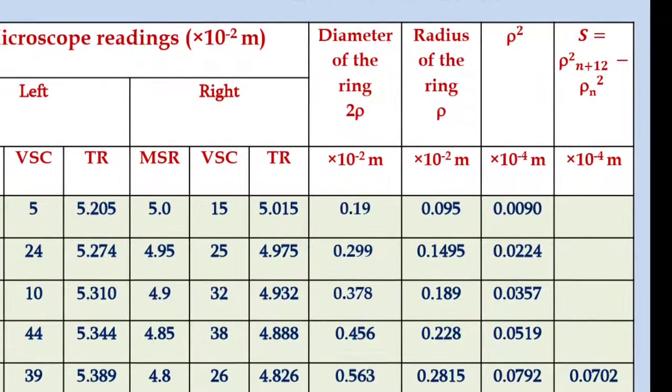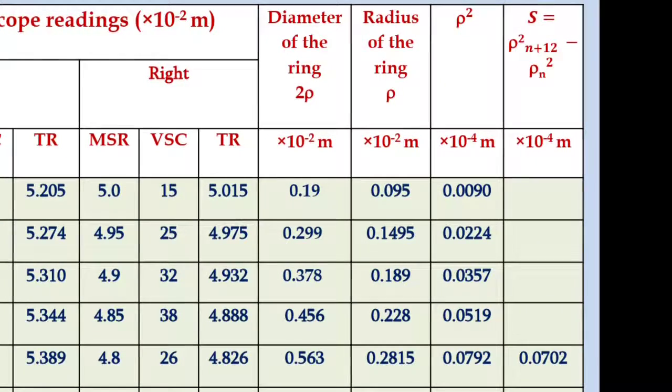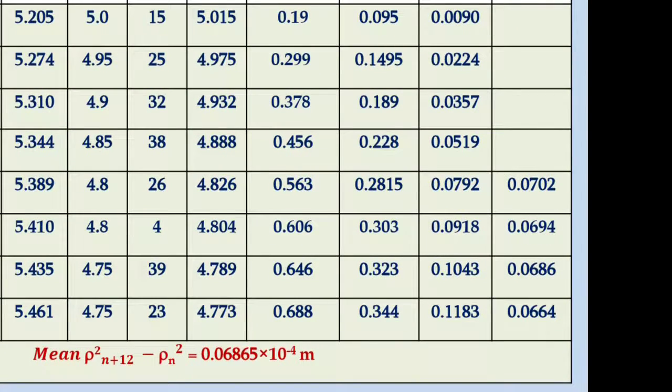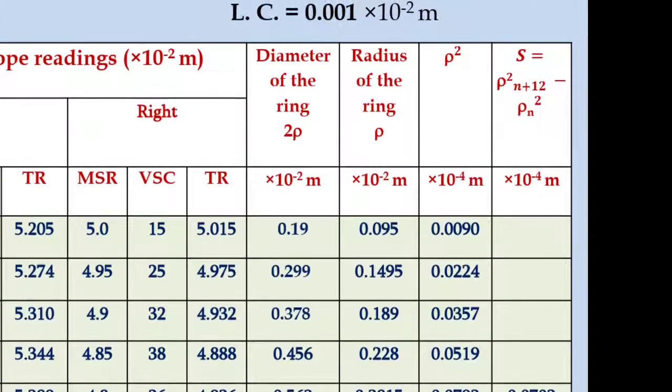Then we have to get the radius. We all know how to get the radius. Divide the diameter by 2. So 0.19 divided by 2 gives us 0.095. 0.299 divided by 2 gives us 0.1495. In the same way, let us calculate the radius up to n plus 21. For the n plus 21st ring, the diameter is 0.688. Dividing by 2 we get the radius 0.344.